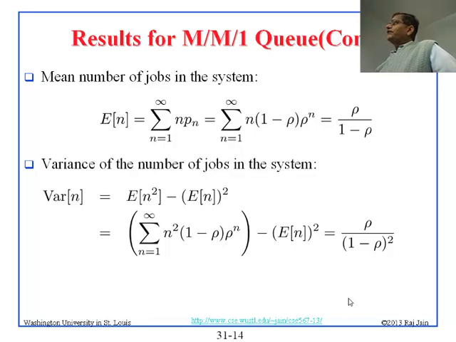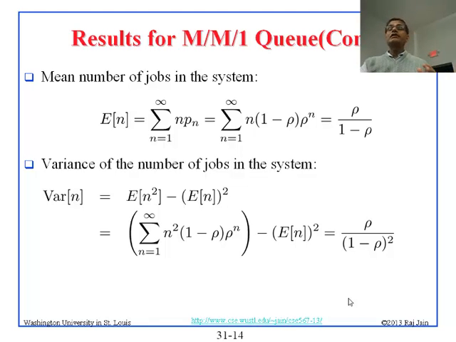You can calculate the variance of the number of jobs in the system. How? You can calculate the expected value of n squared and subtract the square of the expected value of n. The expected value of n squared you can calculate by multiplying n squared by the probability of n. We already know E[n], so we subtract that. This is an infinite series which again, if you know how to add it, comes out to rho upon (1 minus rho) whole squared.